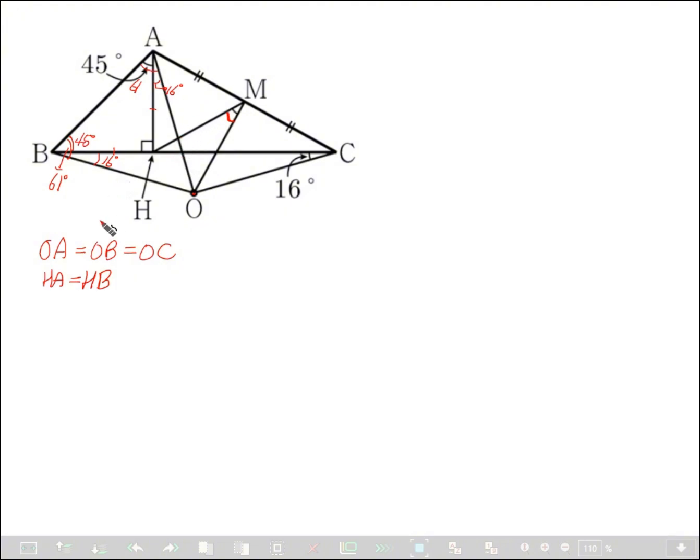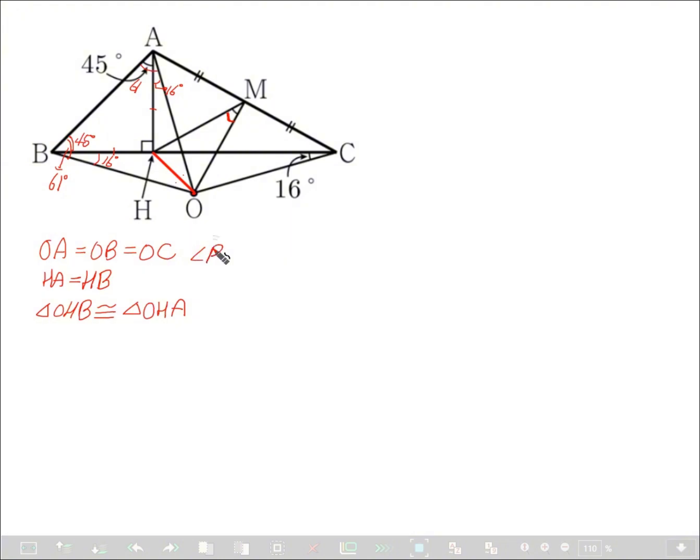Here, draw this line, an auxiliary line. Triangle OHB and triangle OHA. These two are congruent. That means this angle and this angle are the same.